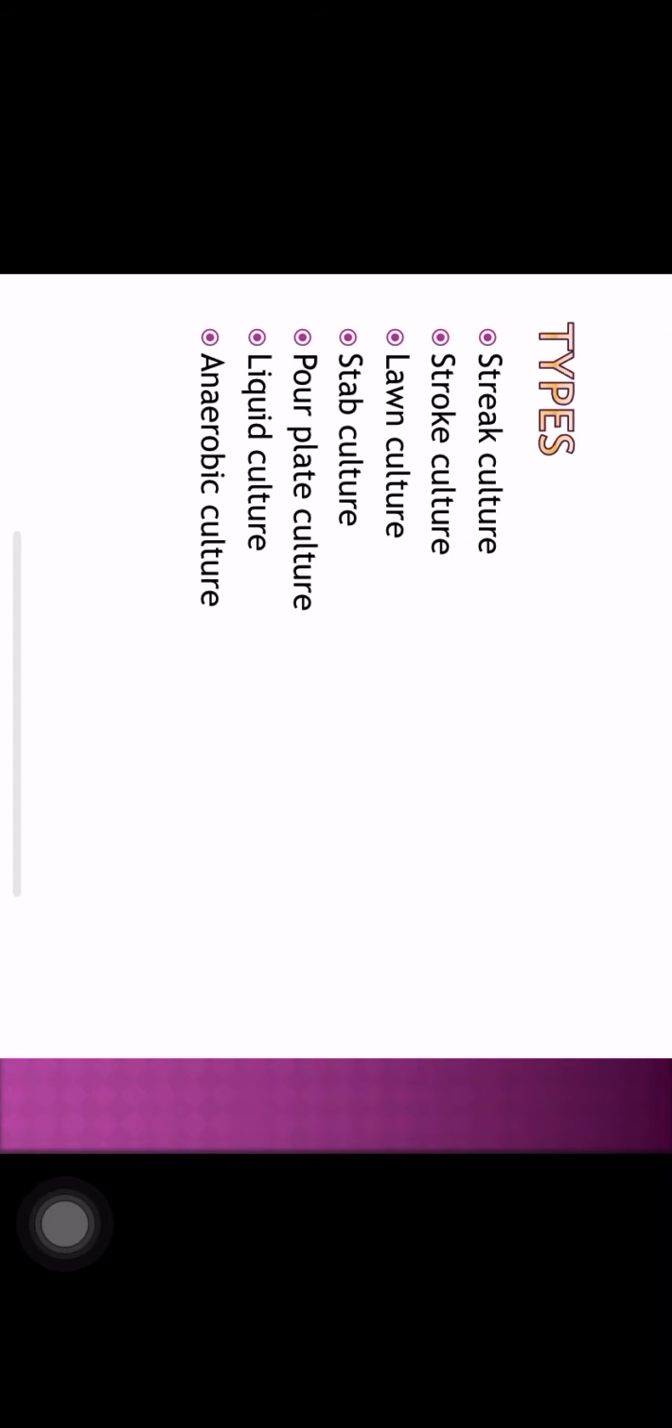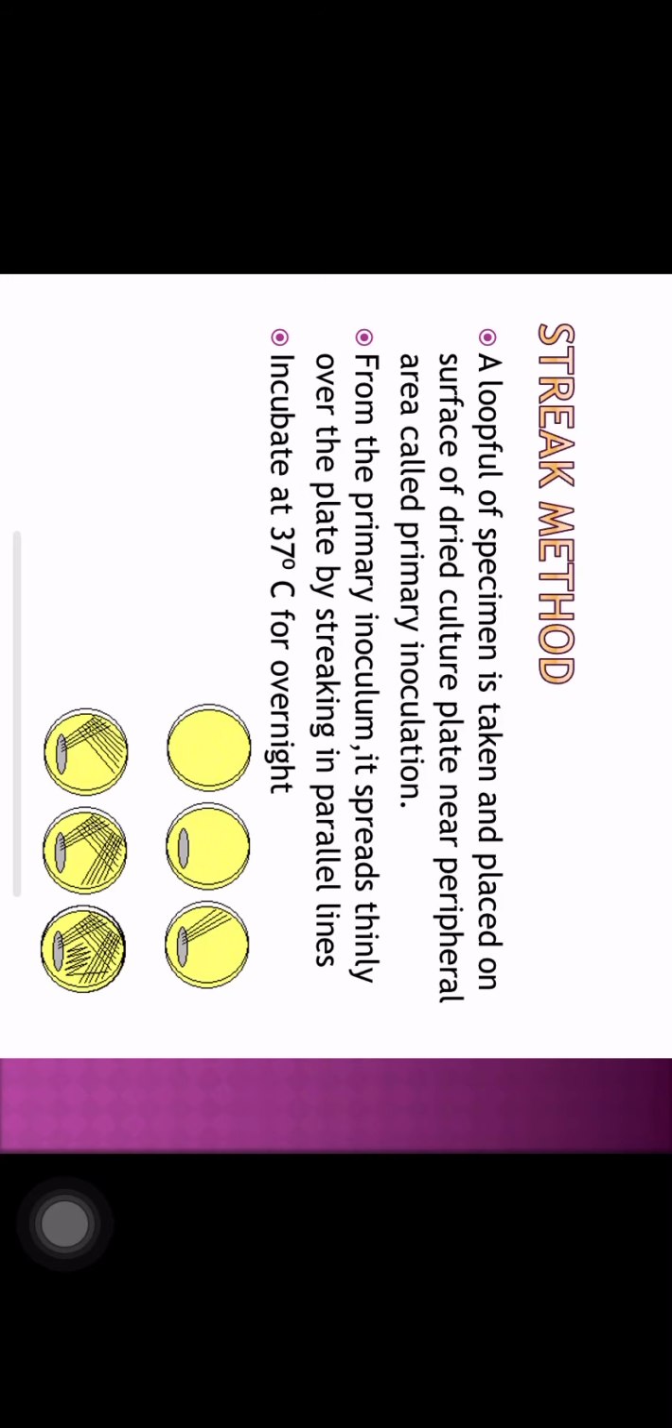Why do we isolate bacteria? We culture them to identify them for diagnostic purposes, for research purposes, for preparing vaccines, for studying different properties of bacteria, to estimate the quantity of bacteria, etc. For different purposes we need to grow them. After we have grown them, we can do further investigations on them. There are different types of inoculation of bacteria: streak culture, stroke culture, lawn culture, stab culture, pour plate culture, liquid culture, and anaerobic culture. The first one is streak culture.